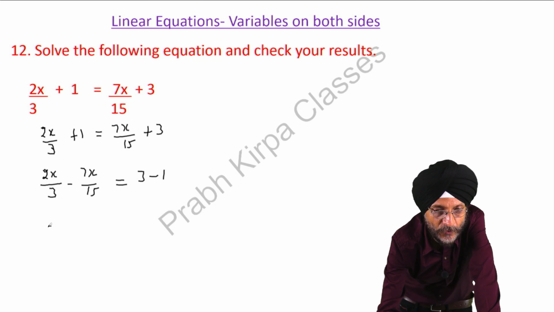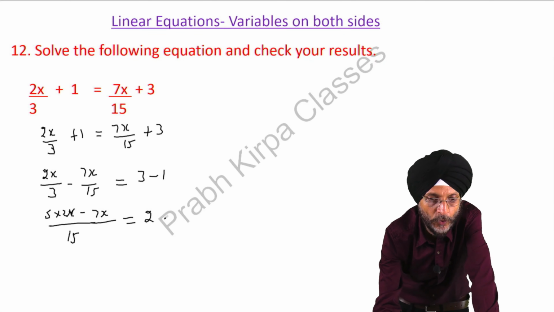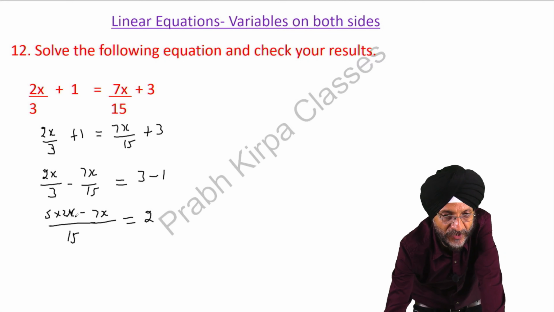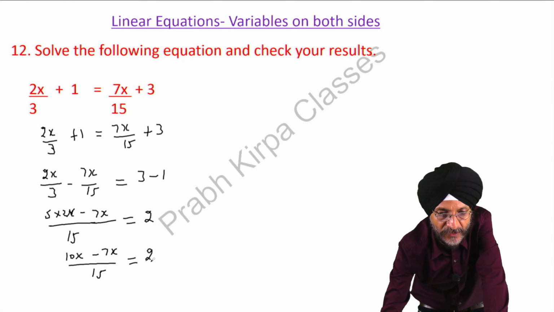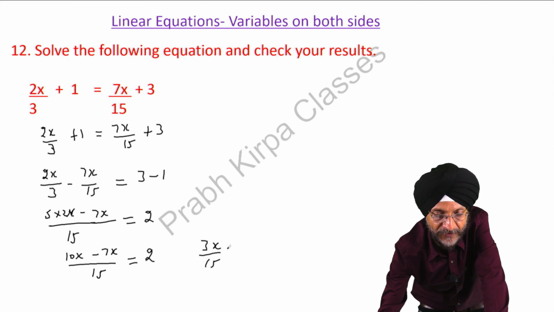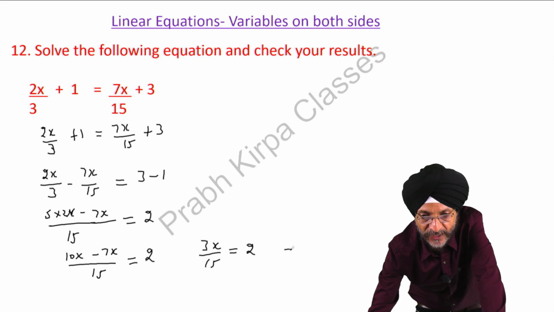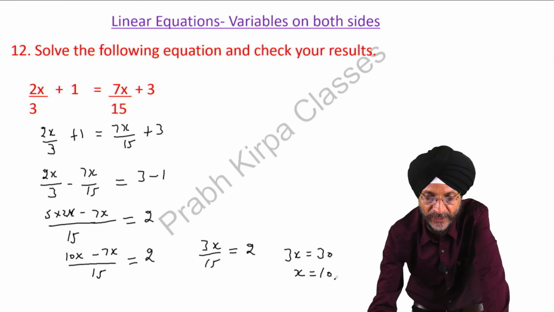So here we will solve it. The LCM is 15, 3 into 5 is 15, 5 into 2x minus 7x is equal to 2. So 5 into 2x, it becomes 10x minus 7x over 15 is equal to 2. This, or we can also write it as 3x over 15 is equal to 2, or we can also write it as 3x is equal to 30, or x is equal to 10.